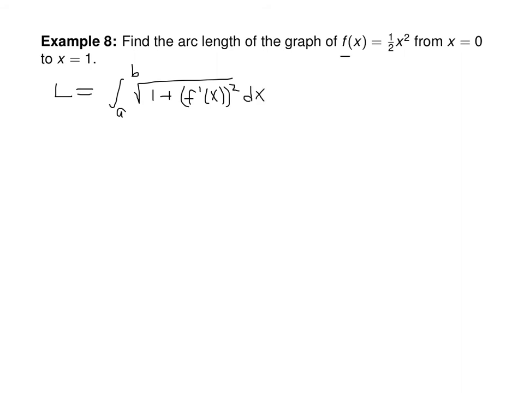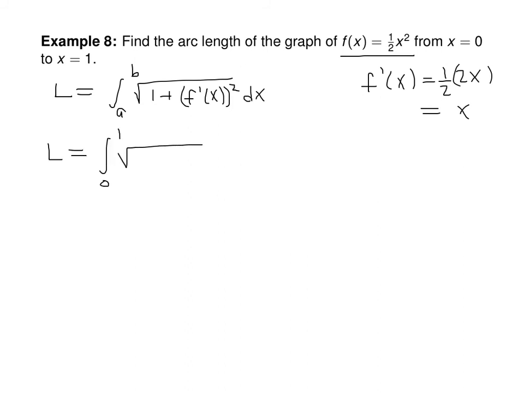And pretty nice function here. f prime of x is 1/2 times 2x, and if you cancel those 2's, that does just give you x. So the length of my curve is given by the integral from 0 to 1 of root 1 plus x squared dx. Doesn't seem so bad.